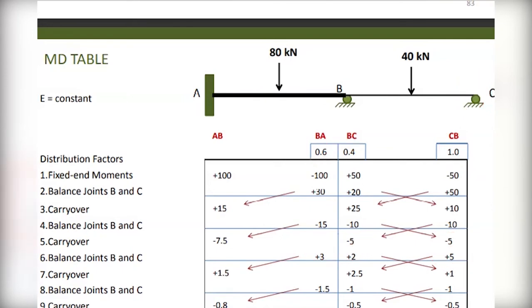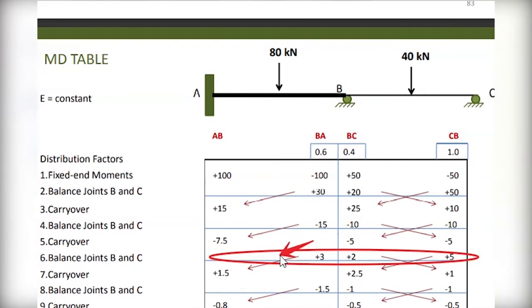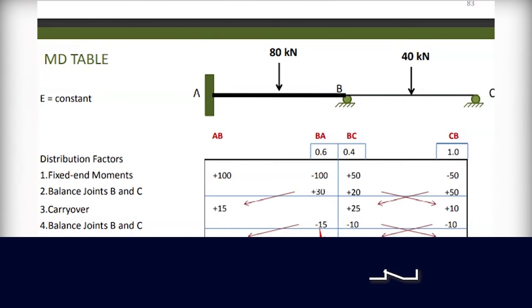So after having it, you create another row. The row now is this row here. After having this row, the same way, carry over the carryover factor in order to distribute the moment. So times half this one, you shall have positive 1.5, and this one times half, you shall have positive 1, and this one times half, you shall have this value.